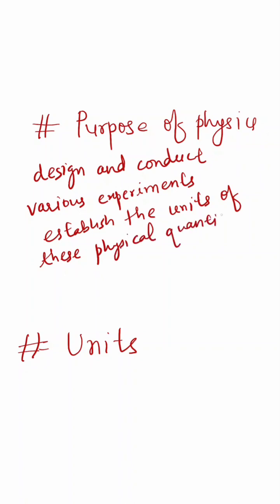So what are the physical quantities? I have just mentioned, what do we measure? We actually measure various physical quantities. What can be the physical quantities? For example, temperature is a physical quantity. Speed of a moving object is a physical quantity. Mass of a certain body is a physical quantity. So one of the purposes of physics is to design and conduct various experiments through which we try to establish the units of these physical quantities.